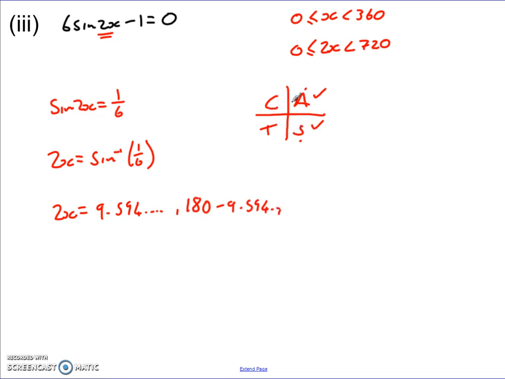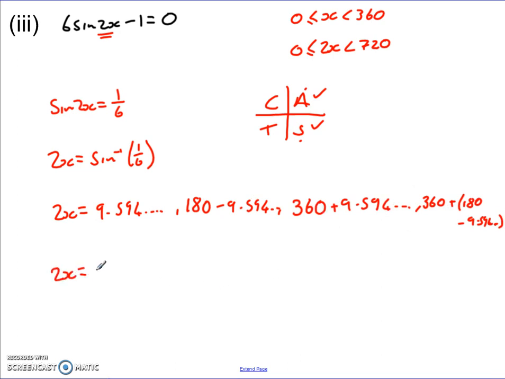Now, that's me going round once, and that's 0 to 360 degrees. I want 0 to 720 though, so I have to go round a second time. So I have to go around my period a second time. So what I have to do to each of these is add on a full loop of sine, i.e. add on 360 degrees to each of these. So for the first one, I do 360 degrees plus the 9.594. And then for the second one, I do 360 plus the 180 take away the 9.594. That's how I'd get my two extra solutions for my second loop of the curve.